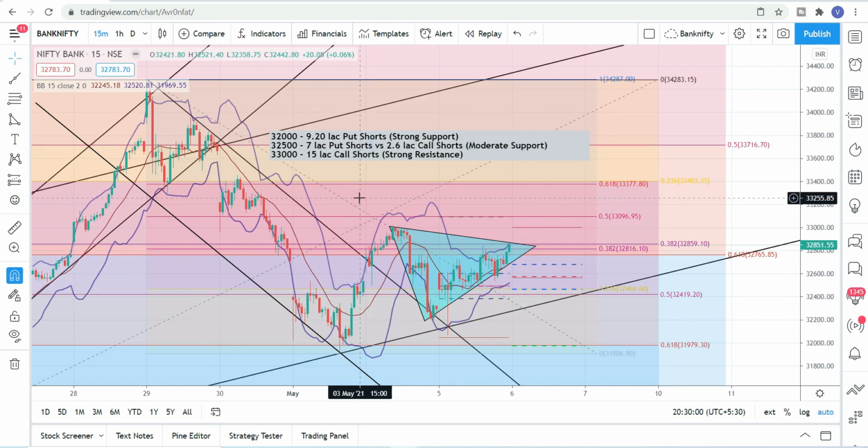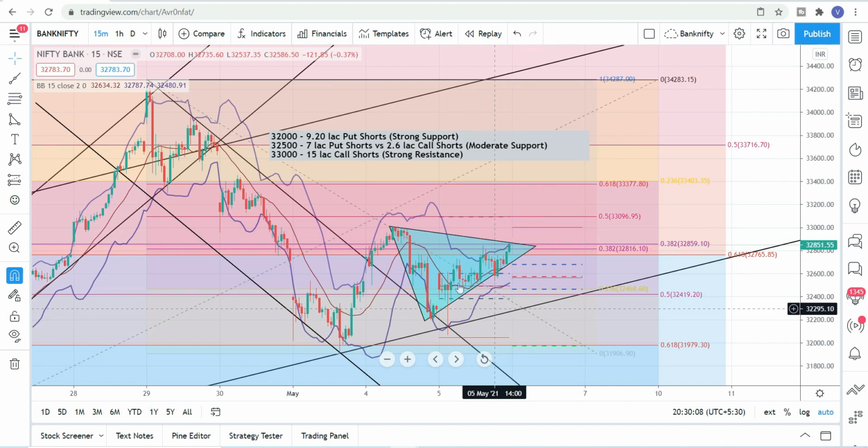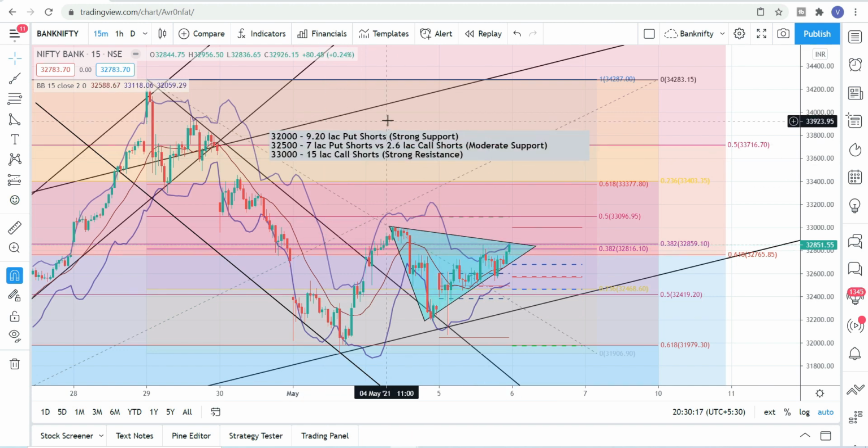The only probability where we can expect some fireworks tomorrow is if there is a breach of either of this strong support or strong resistance.